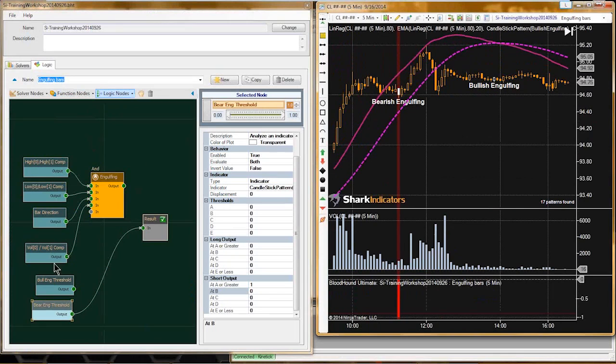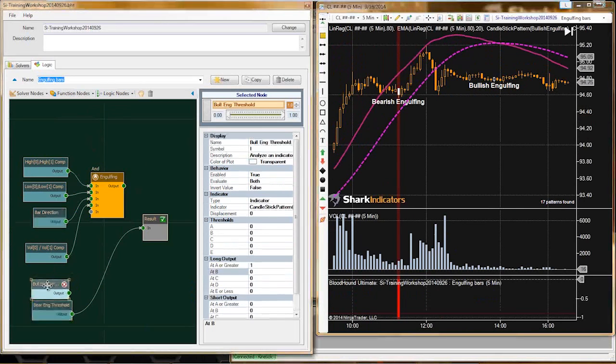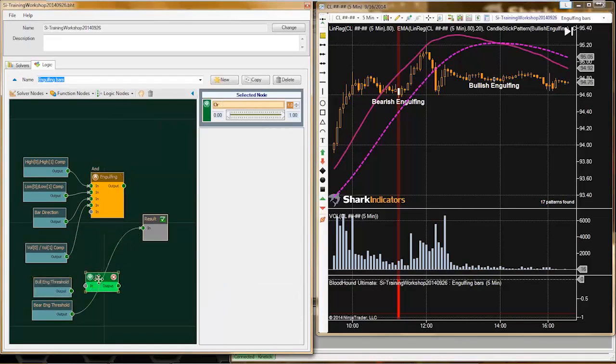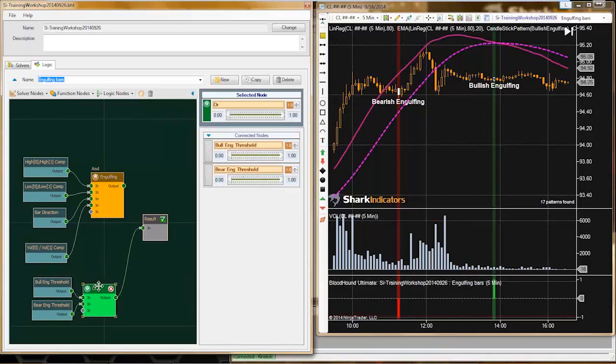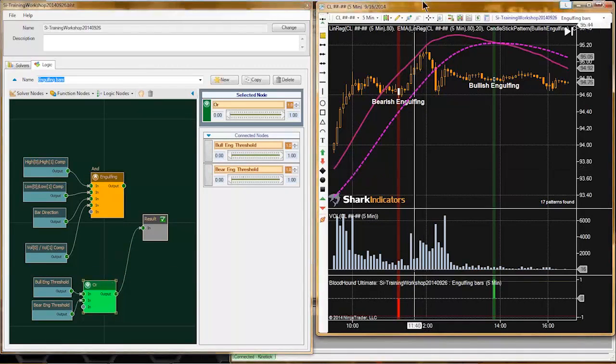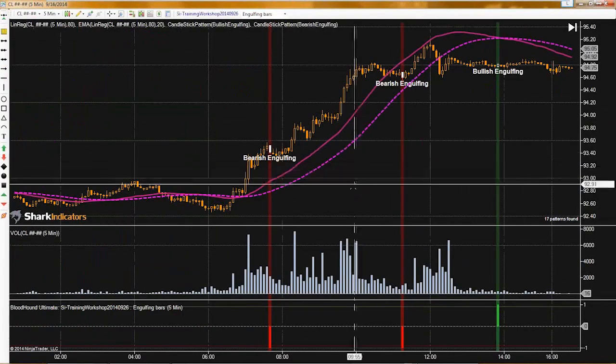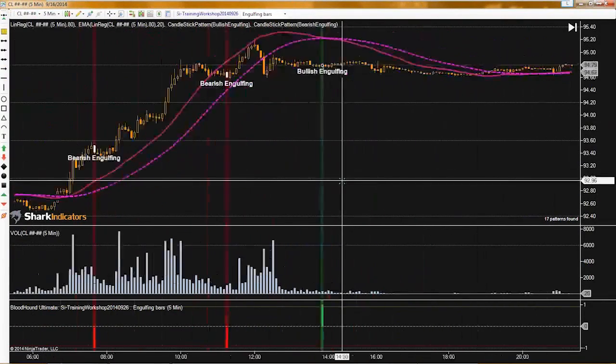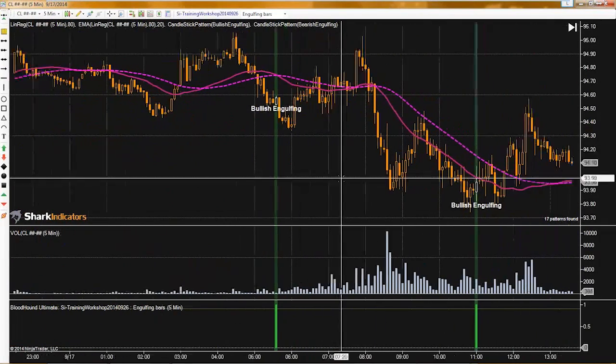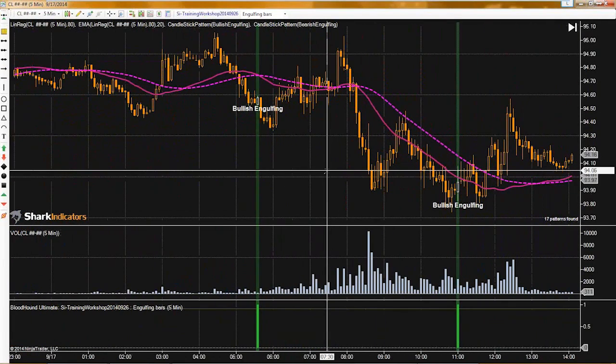So now if we want to see both the bullish and bearish together, we just need to connect them together with an OR node. Alright, so now let's take a look at the chart. So there we go. There is our candlestick patterns.